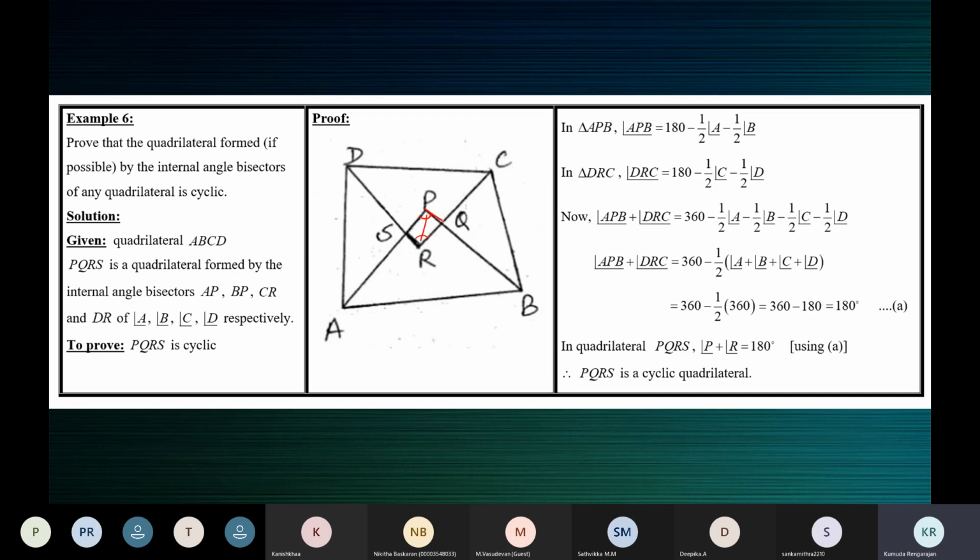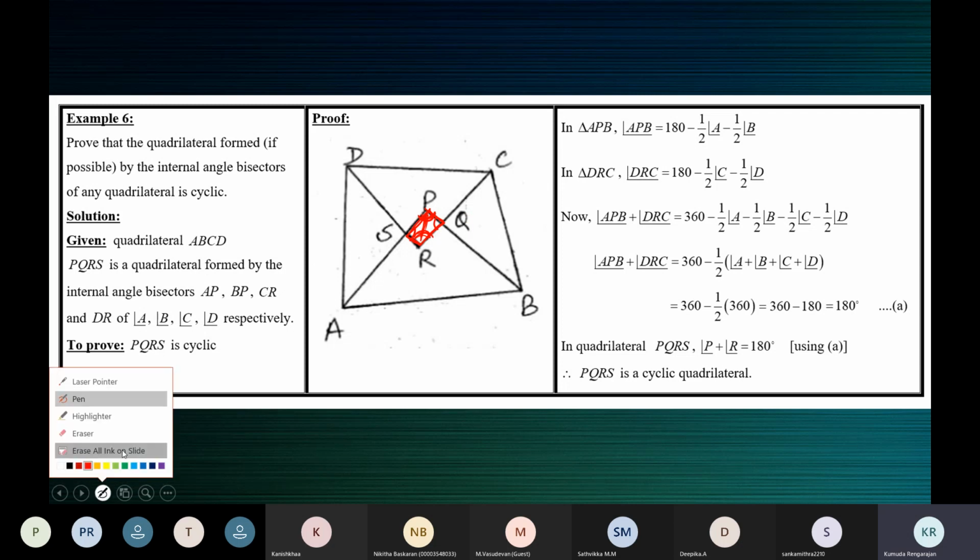See here, PQRS is the quadrilateral. The opposite angles are angle P and angle R, and angle Q and angle S. We are trying to prove that angle P plus angle R is equal to 180. One pair of opposite angles supplementary means the quadrilateral is cyclic. Whatever be their individual measures, their sum is 180. So the quadrilateral is cyclic.